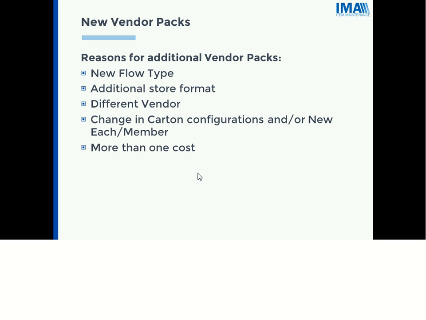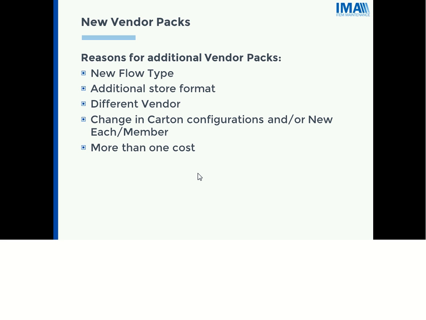Another reason is that there could be a different vendor supplying the item. Maybe vendor A has been supplying the product and now vendor B is going to start supplying the product instead. Or maybe it's a product such as the plastic water bottles, the disposable water bottles. We can't get enough from a single vendor to fill all of our supply, so we use multiple vendors for that. So each of those vendors would have to have their own vendor packs.